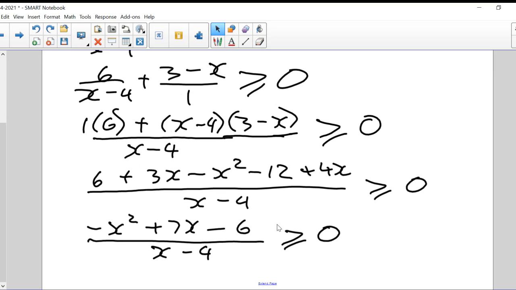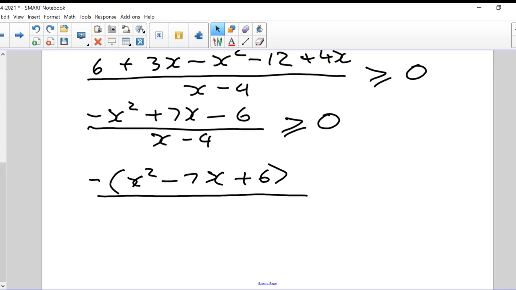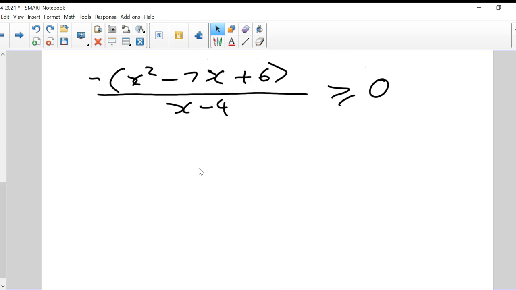Now, one of the things I always recommend if I have a negative on a quadratic is to factor it out. You don't have to go along with me on that, but that's my recommendation. I'm going to factor that out and leave me with this, greater than or equal to 0. Okay, so everybody with me so far? All right. And then I'm going to go ahead and factor the numerator of this.